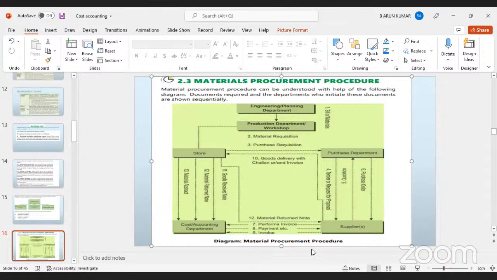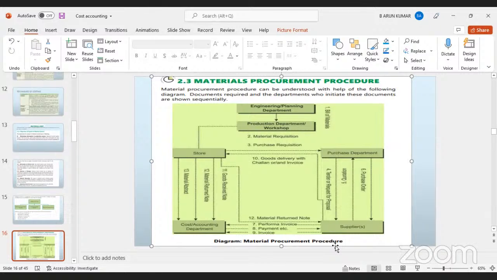Then the seventh one is the pro forma invoice. After purchasing the materials, suppliers give one pro forma invoice regarding how much quantity we purchased and how much each one costs. Based on that, they prepare one invoice. Then they give it to me along with the material purchase requisition note and the purchase order, with the pro forma invoice. Based on that, we pay the amount to the suppliers. Then the ninth one is the invoice. After paying the amount, we get the invoice.